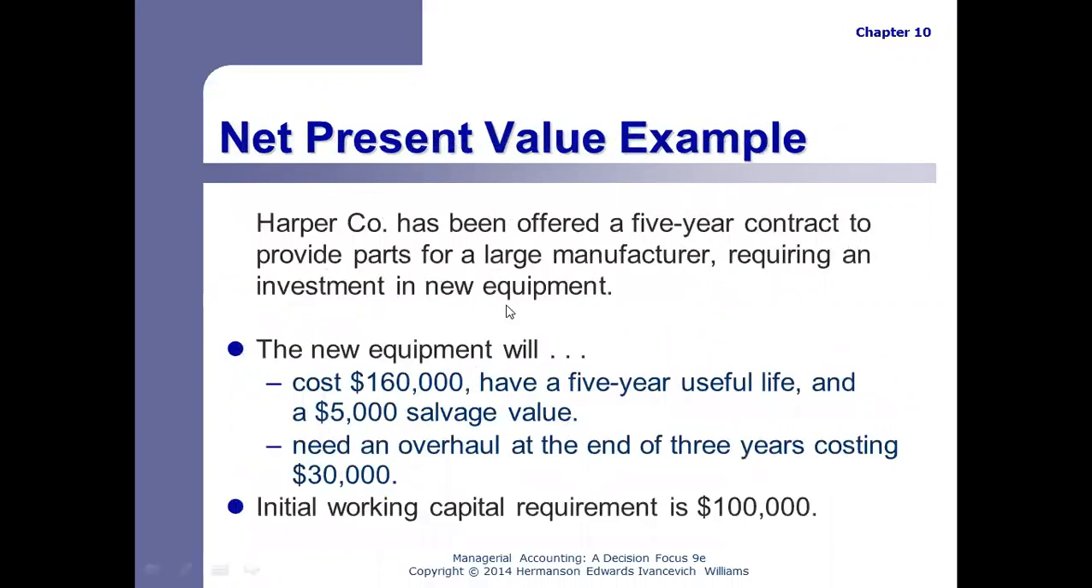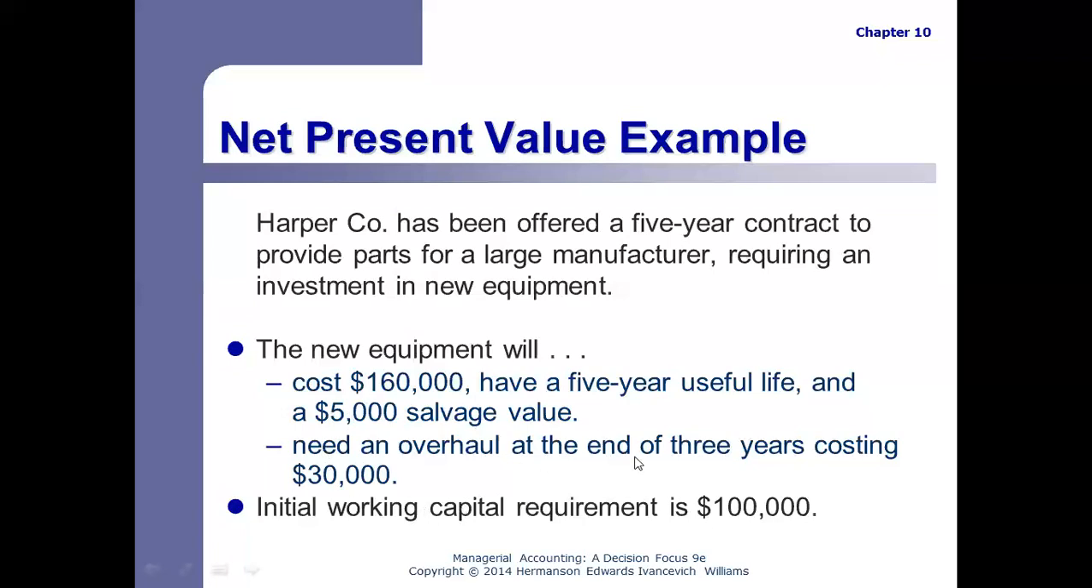Here's the example of net present value. This company has the opportunity to make parts for a large manufacturer. It's a 5-year contract, but they'll have to buy new equipment in order to take this contract. So this new equipment is going to cost $160,000, have a useful life of 5 years, and a $5,000 salvage value. Remember again, salvage value, as you learned in financial accounting, is what you can receive at the end of the useful life of the equipment. So usually selling it for parts and that kind of thing.